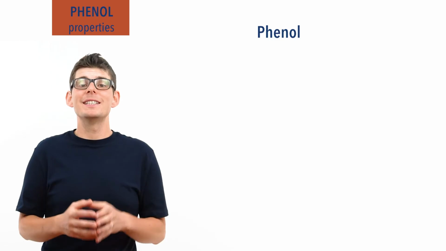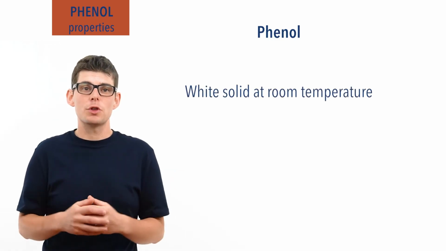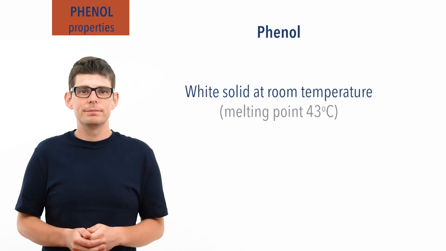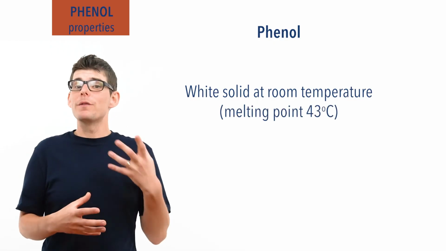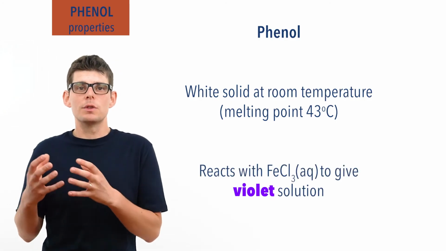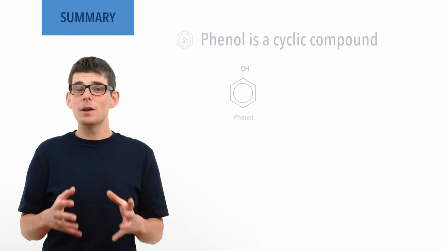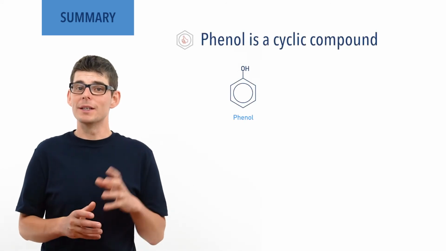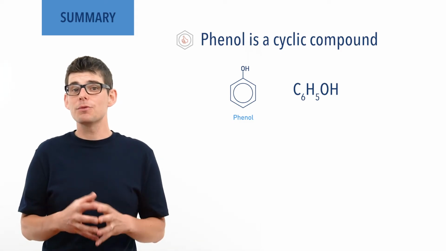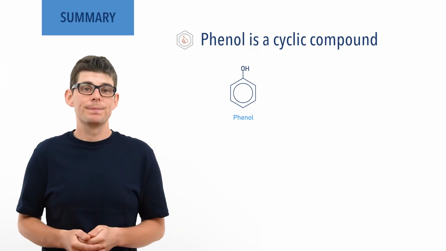And as a result, it is a white solid at room temperature, with a melting point of 43 degrees Celsius. As an extra detail, when phenol mixes with aqueous iron chloride, a violet-coloured solution is formed. So, to summarise, phenol is a cyclic compound with the formula C6H5OH. It is essentially a benzene ring with an OH group attached.